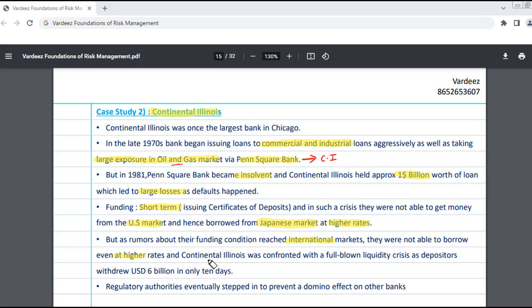higher rates. There was a liquidity crisis in Continental Illinois, and just to let you know, depositors withdrew approximately $6 billion in only 10 days. You can imagine. Regulatory authorities eventually stepped in to prevent a domino effect on other banks. Like one bank falling down can have an effect on the other one, and that can have an effect on the other one. So to prevent this domino effect of one falling down after another, the regulatory authorities had to step in. Okay, so this was the case study about Continental Illinois.